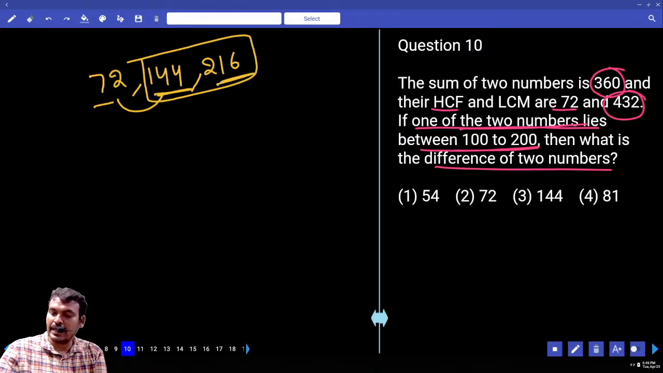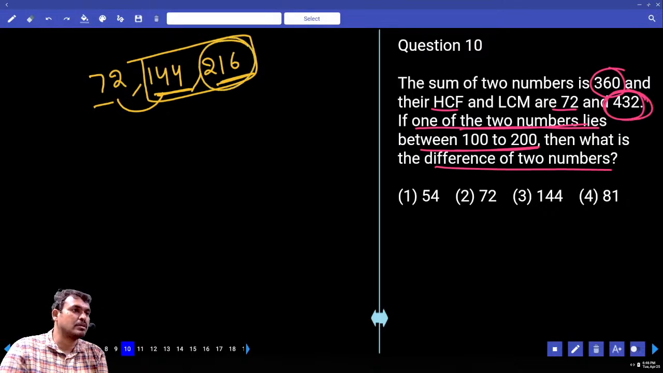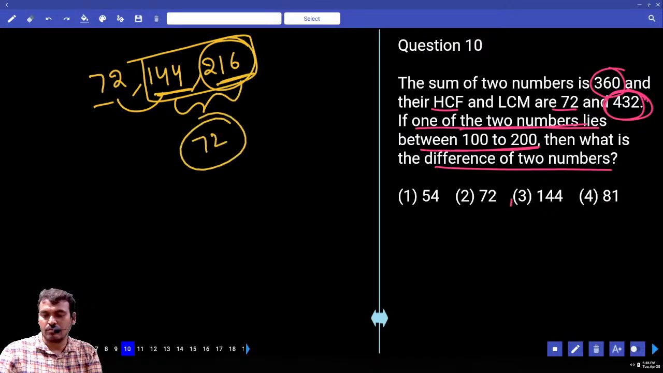144. Next, LCM is how much? 432. What is the largest number? 216. 2 times is how much? 432. That is exactly divisible by 144. Yes or no? All the conditions are satisfied. What is the question here? Difference between those two numbers. What is the answer? 72.